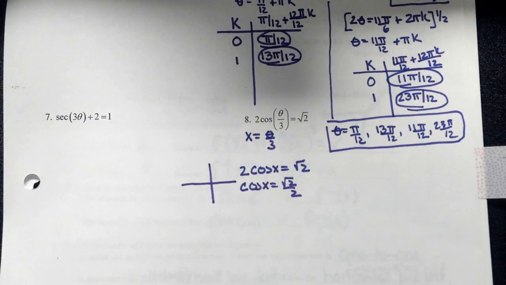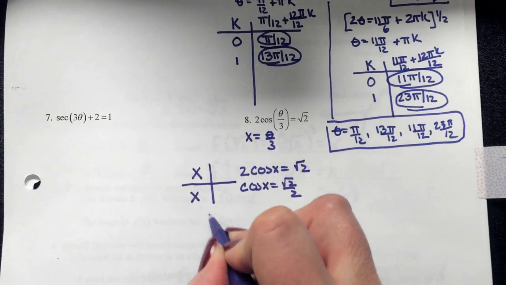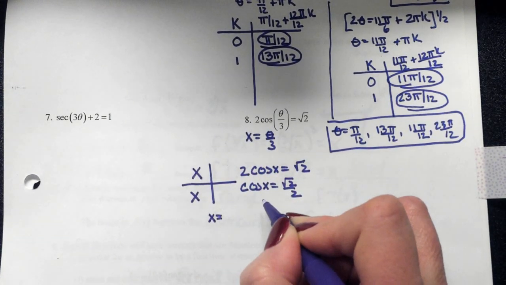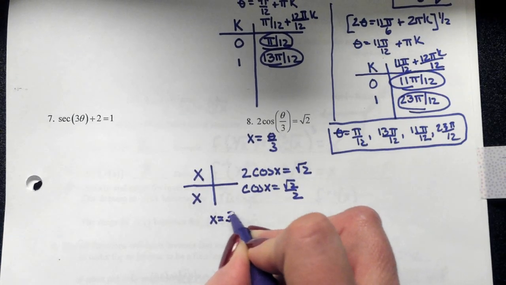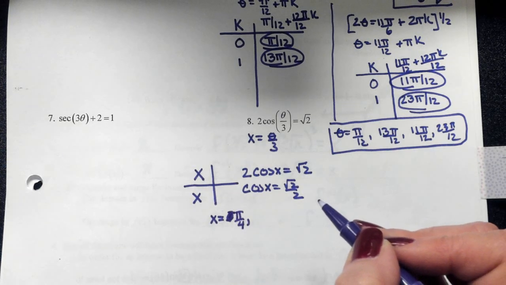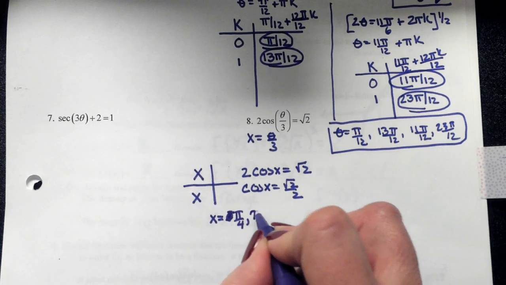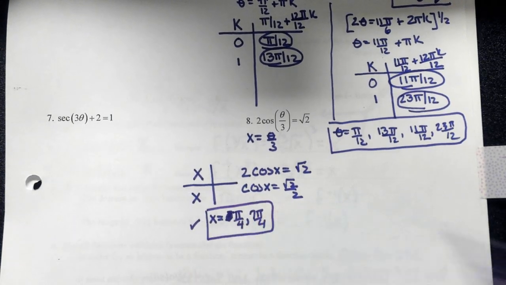So where is cosine positive? Quadrant 1 and 4. So the angle in quadrant 1 where cosine is equal to square root 2 over 2 is going to be at pi over 4. And then down there in quadrant 4 it will be 7 pi over 4. Remember what I said. You are going to have to consider both of those.